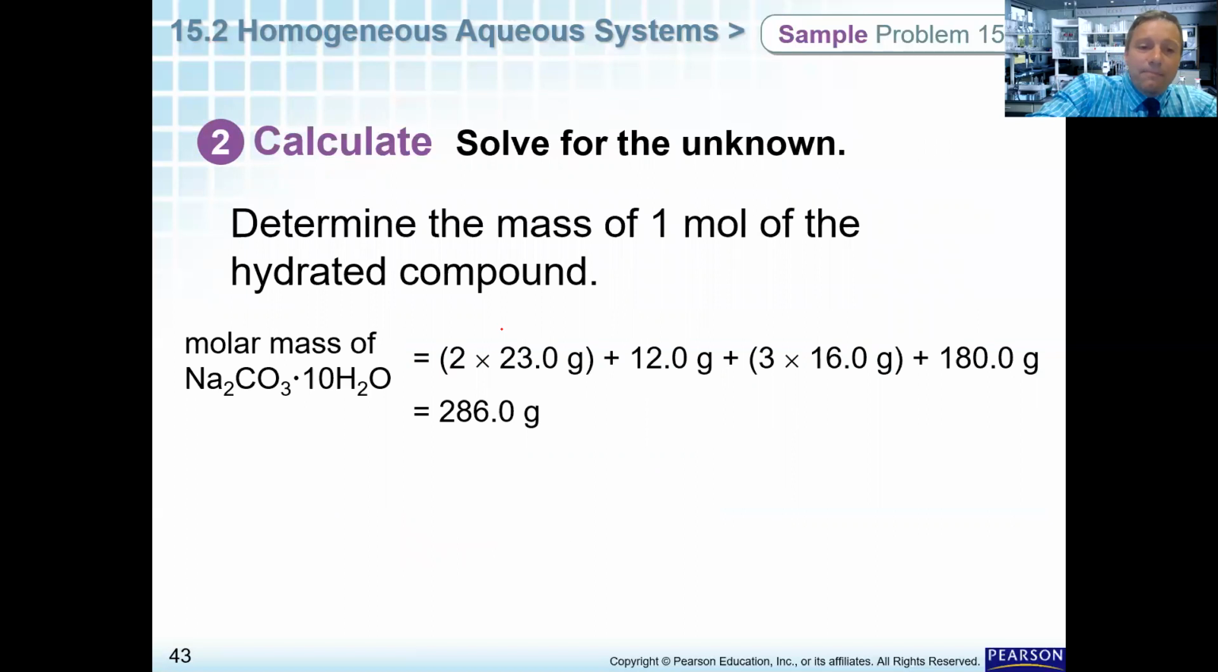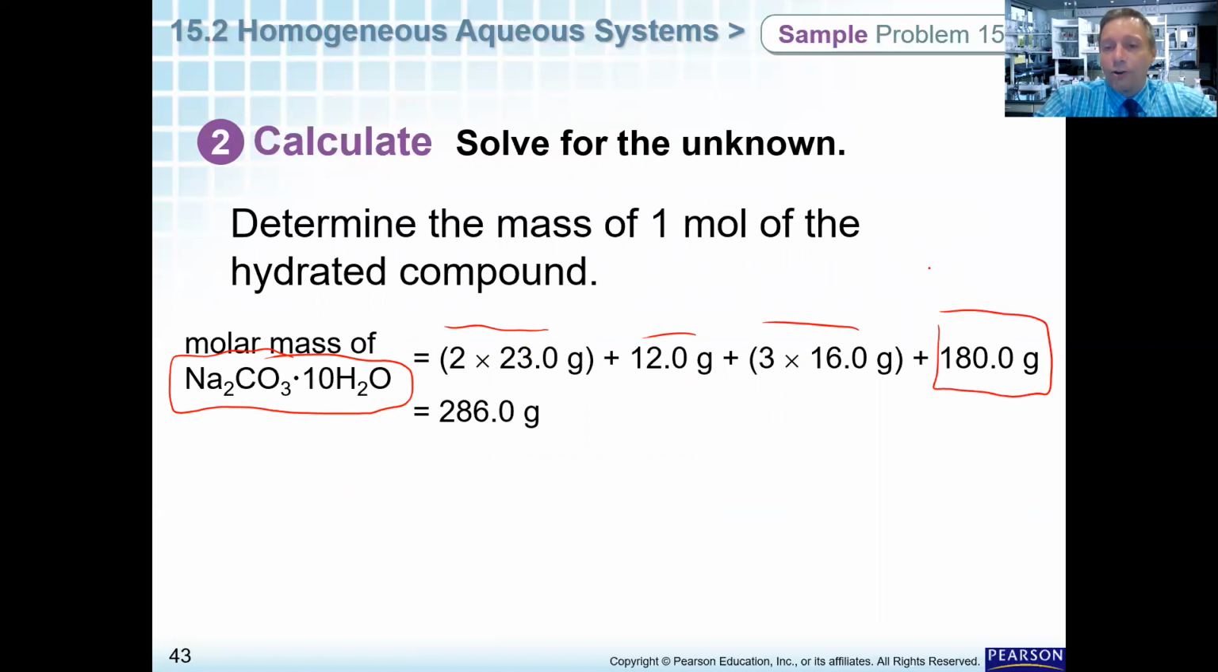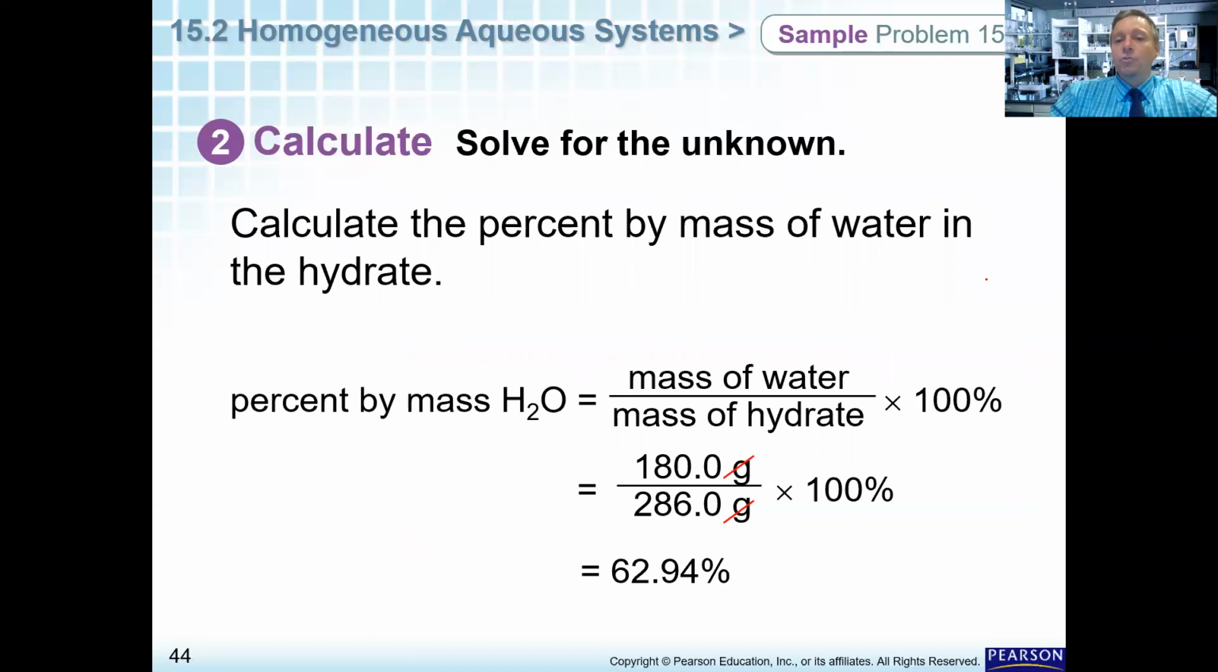Now you take the mass of the sodium carbonate plus that. That's what they're doing here. They have their 2 sodiums, they have their carbon, they have their 3 oxygens, and then they add the 10 waters. They add it all together and they get 286 grams. Now they take the water divided by that. So the mass of the water divided by the total mass of the hydrate: 180 divided by 286 times 100, and to 4 sig figs, 62.94%. That's the percent of water in that compound.